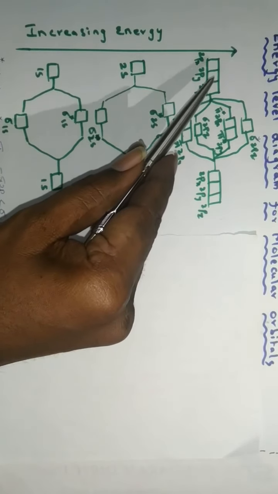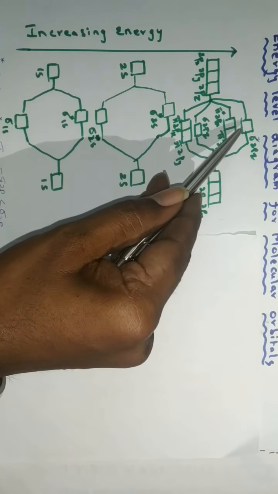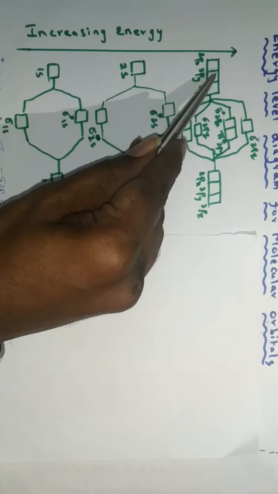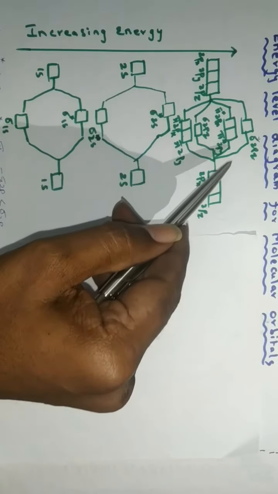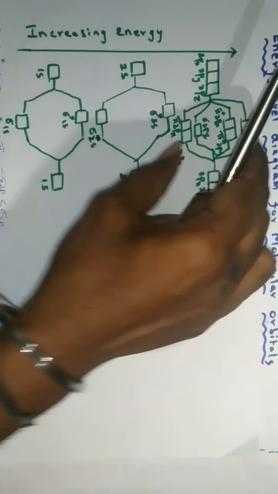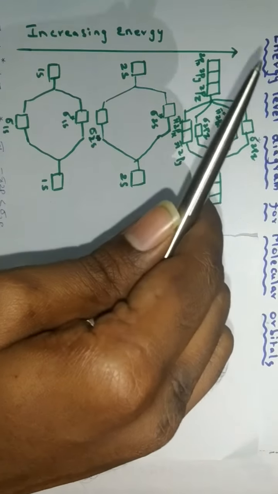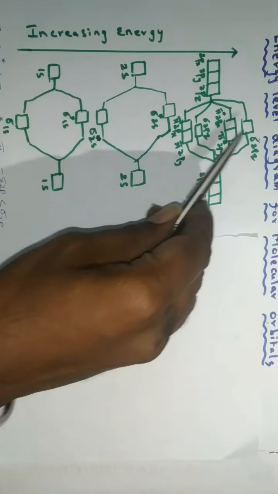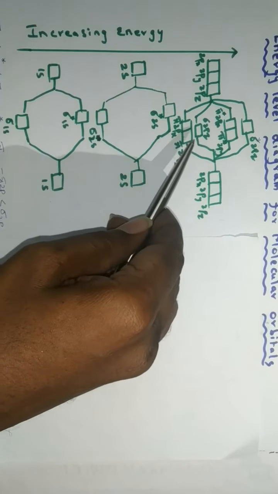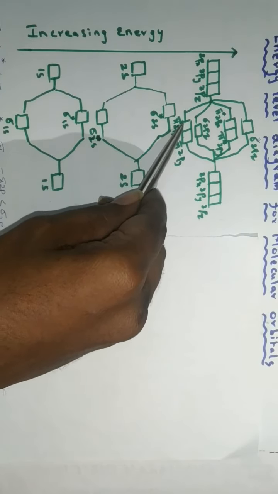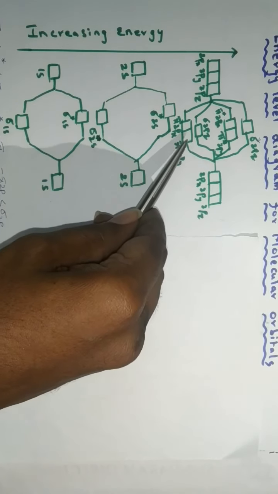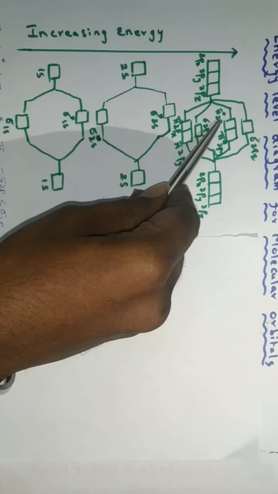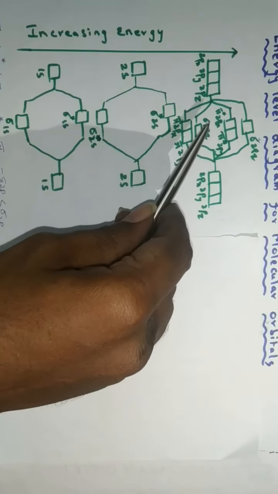Now, the energies of the pairs of molecular orbitals obtained by the combination of 2px with 2px, 2py with 2py and 2pz with 2pz atomic orbitals are higher than those of the pairs of molecular orbitals obtained from 2s atomic orbitals. However, out of these 6 molecular orbitals, pi 2px and pi 2py have equal energies and they are said to be degenerate, whereas pi star 2px and pi star 2py also have equal energies and they are also degenerate.